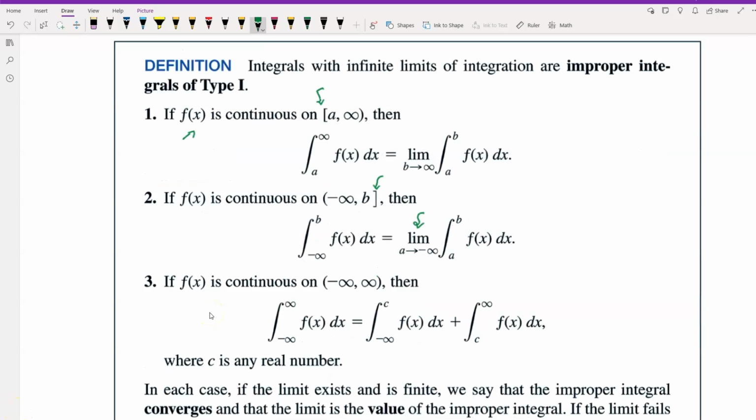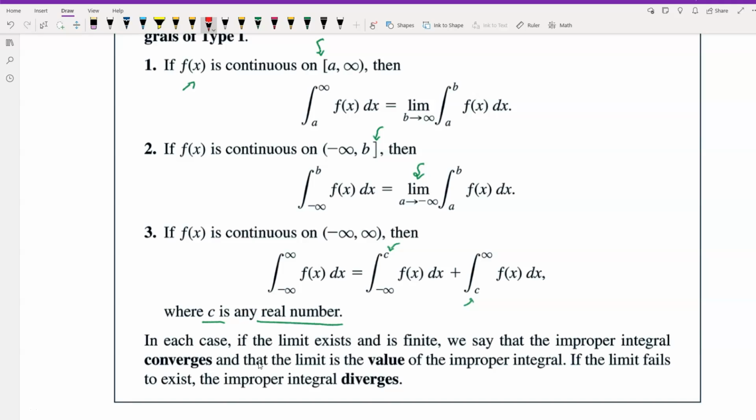Number 3, if f of x is continuous on (negative infinity, positive infinity), then the integral from negative infinity to positive infinity of f of x dx is equal to, so here we have two parts. The first one, the integral from negative infinity to c of f of x dx plus the integral from c to positive infinity of f of x dx. c is any real number.